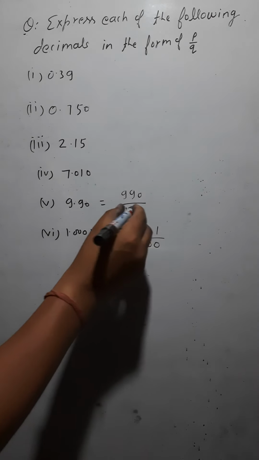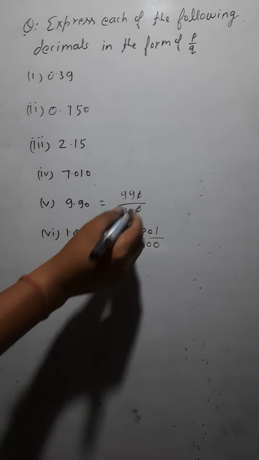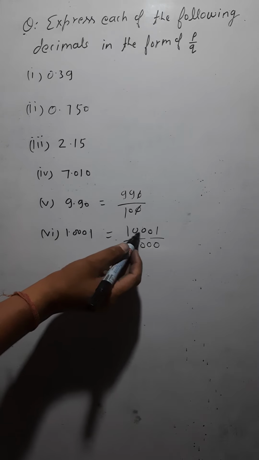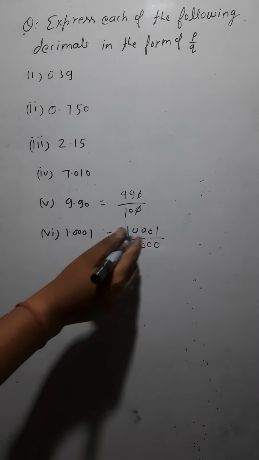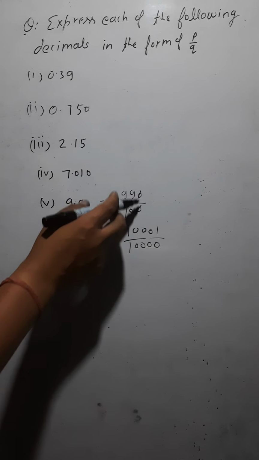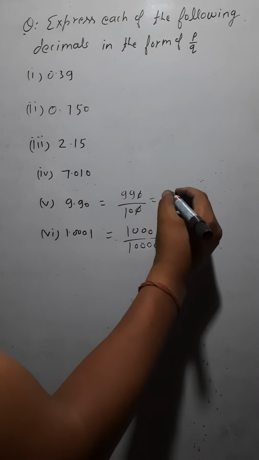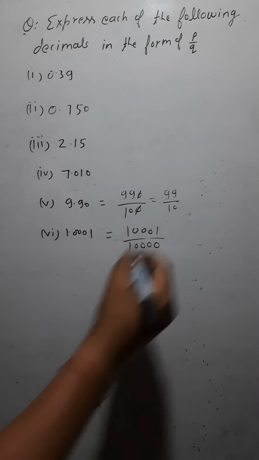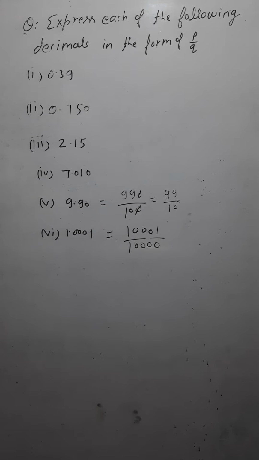Again, you can simplify it. You can cut the zeros if they are at the last. But do not cut these zeros, because here the zeros are in between. Here in both the numerator and the denominator, the zeros are at the last, so you can cut. So the answer would be 99 by 10. Getting it or not? Okay, so this is how you would do the rest of the questions. Just note it down and do.